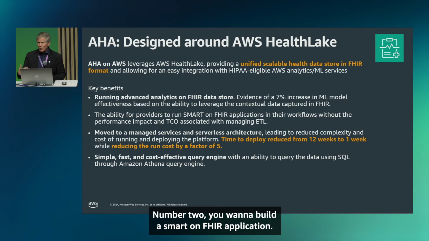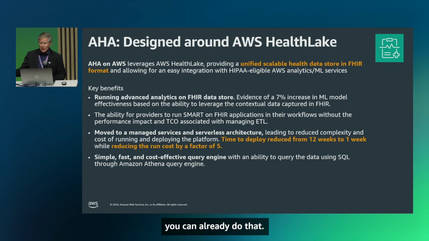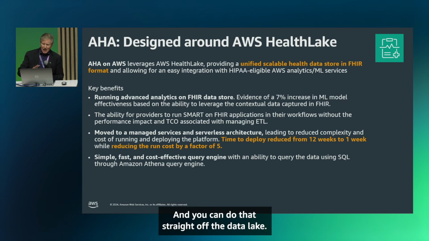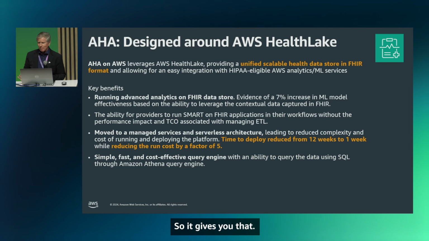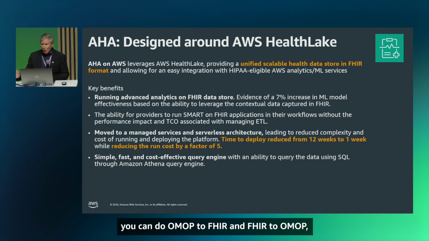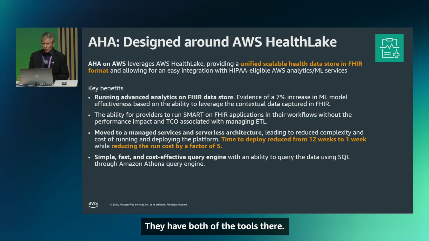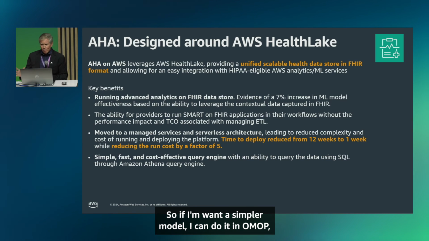Number two, you want to build a SMART on FHIR application? You already have everything in FHIR. You can already do that, right? And you can do that straight off the data lake. So it gives you that. The other thing: so you want to use OMOP? You can do OMOP to FHIR and FHIR to OMOP, and you can do that in AWS. They have both of the tools there. So if I want a simpler model, I can do it in OMOP.